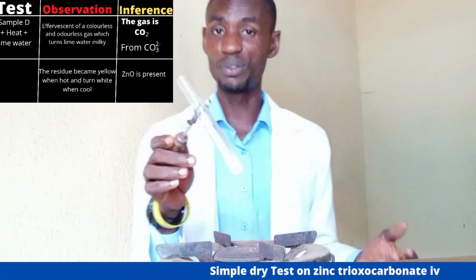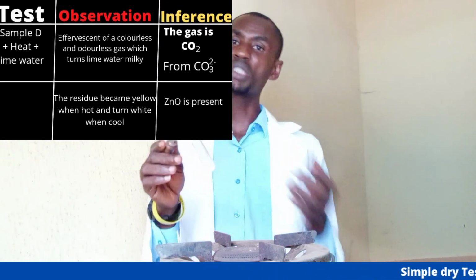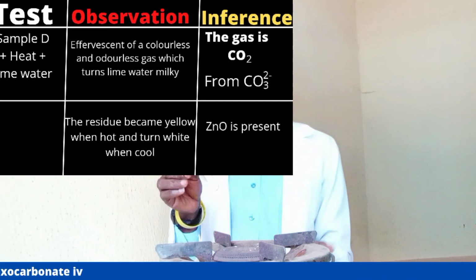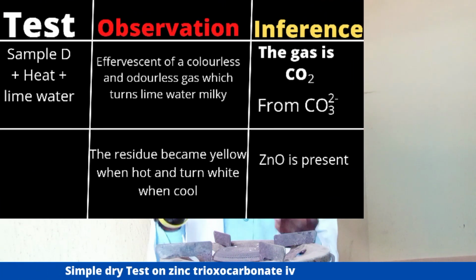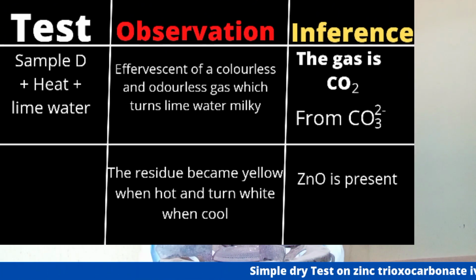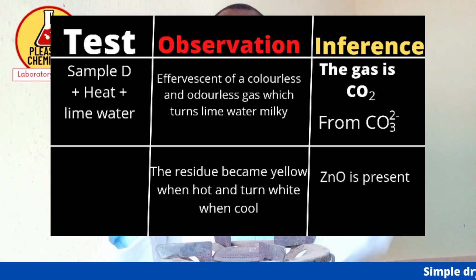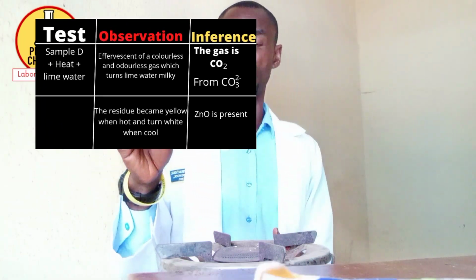So which compound have I tested for? I said at the beginning of the test that sample D was white, and at some point sample D turned yellow, and when sample D was turning yellow, there was an effervescence of a gas which is odorless and colorless, and that gas turned lime water milky. And I said the gas can only be found in a CO3 compound. Now sample D later turns white: yellow when hot, and white when cold.